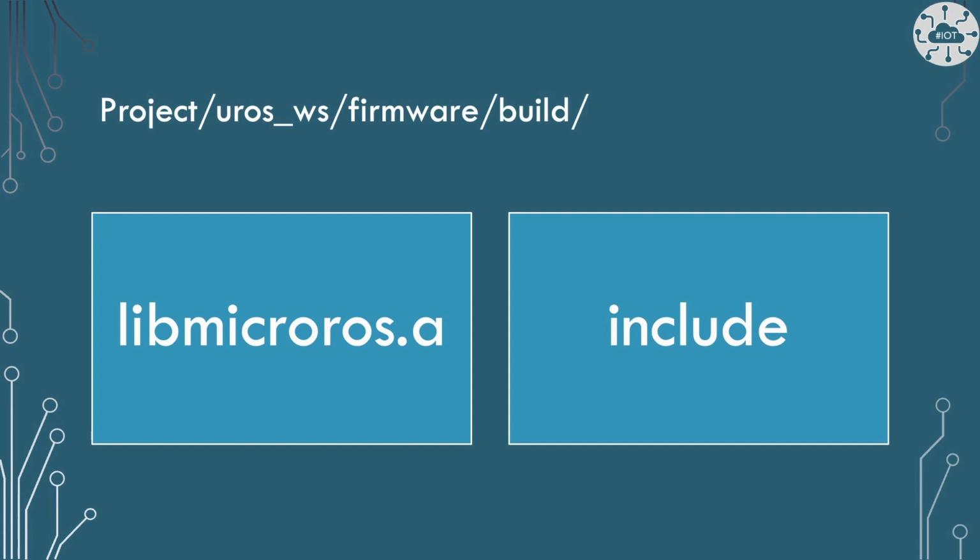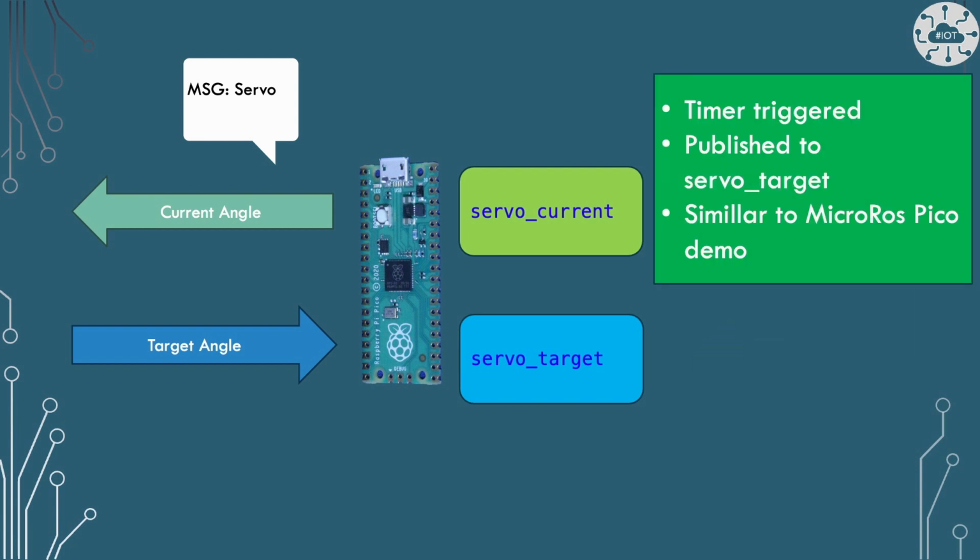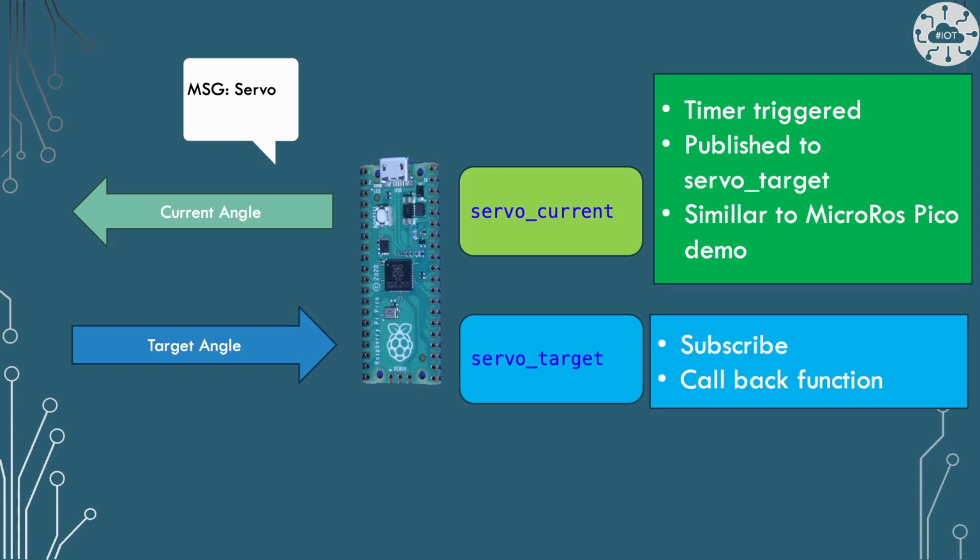Cool! So firmware time. Our firmware is going to do two things. It's going to publish the current servo position by the servo current topic, then listen to new target angles to set the servo to via the servo target topic. The publication of the servo current is going to be done using a timer. This is very similar to the MicroROS Pico demo I showed in the previous video. The servo target topic uses a subscribe service and provides a callback function. This callback function will then interface to the servo.